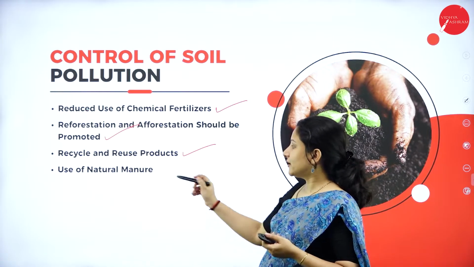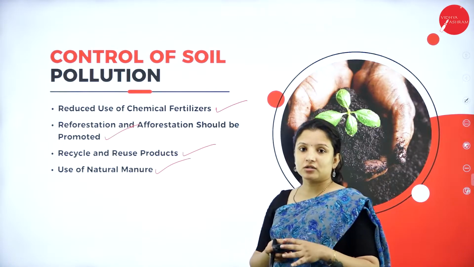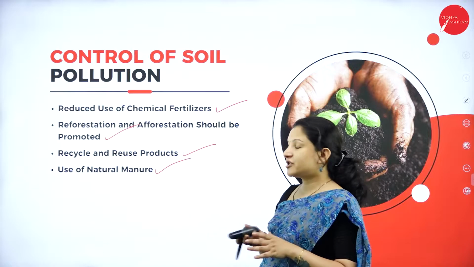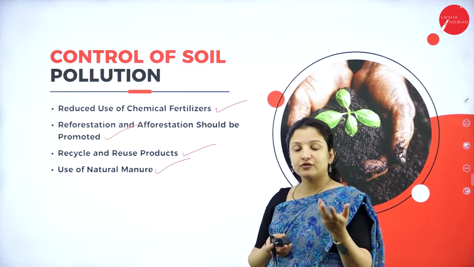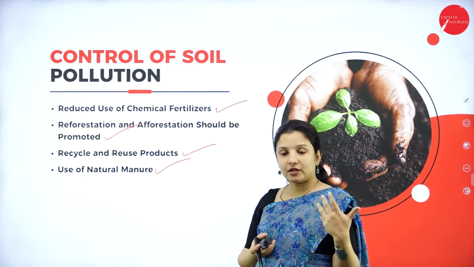Next is use of natural manure. So natural manure we have, that is cow dung, or the gobar, that can be used for agriculture purposes, and also vermicompost. So vermicompost is nothing but that which is got from earthworms.